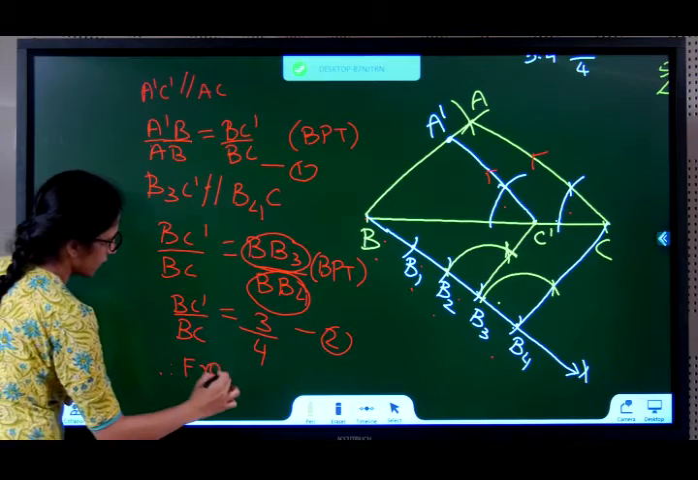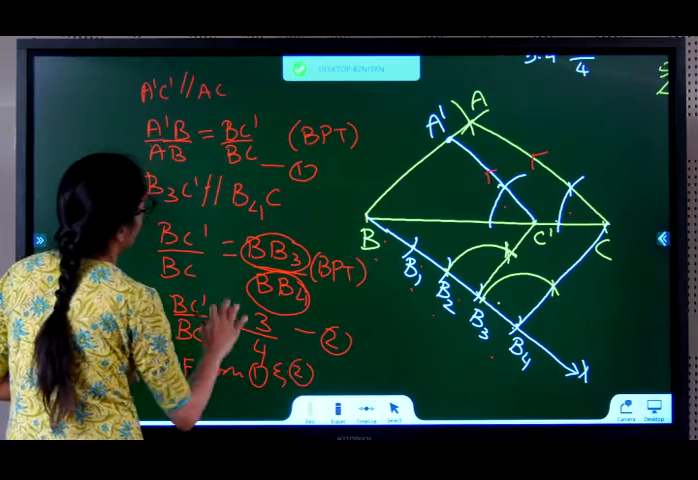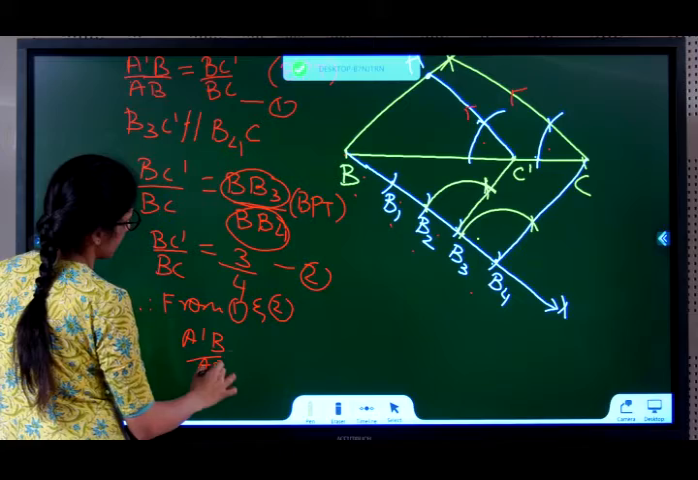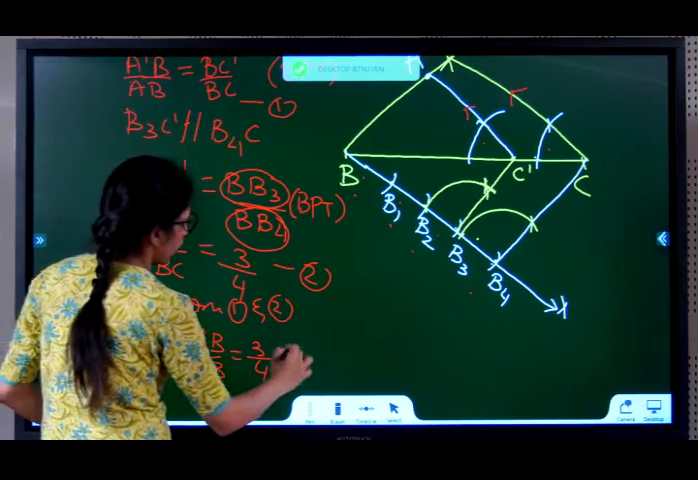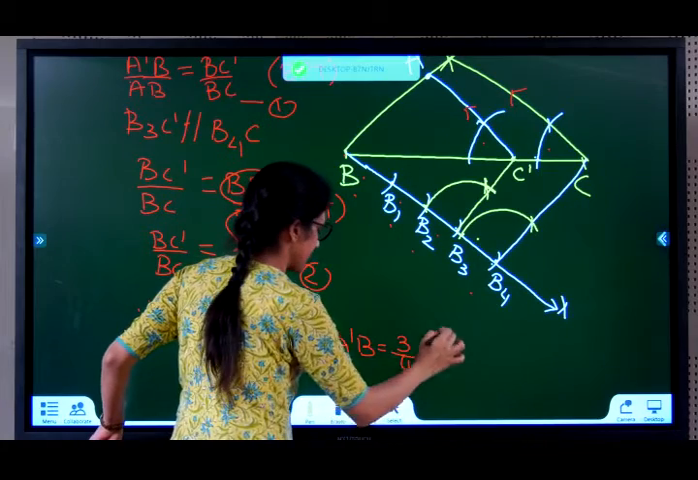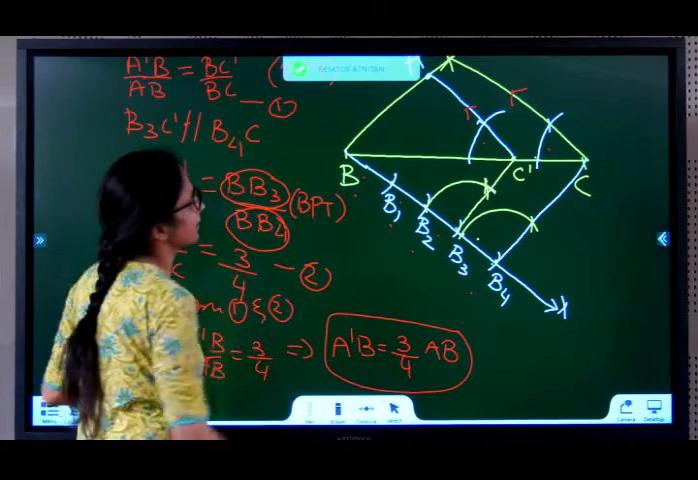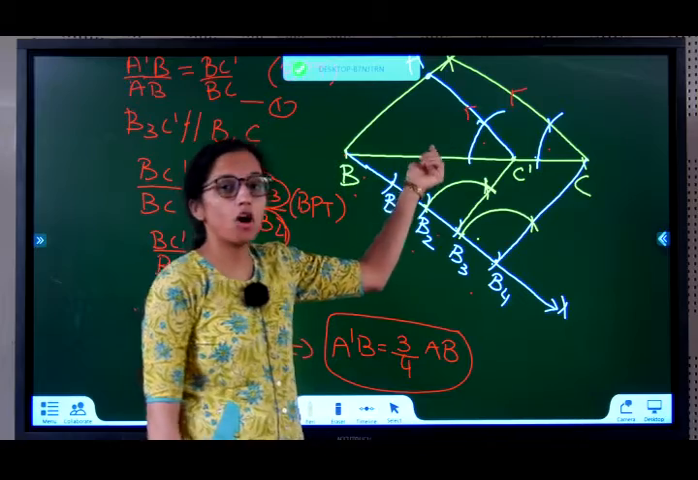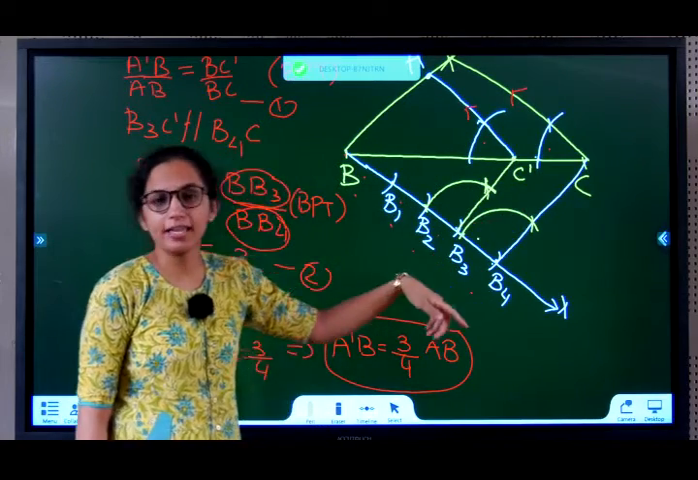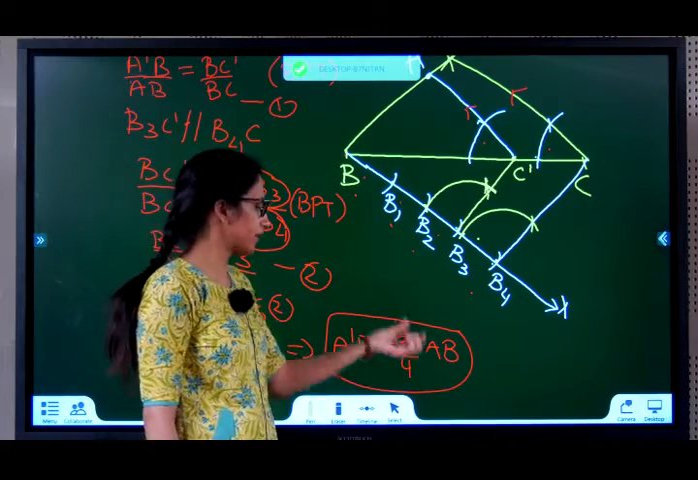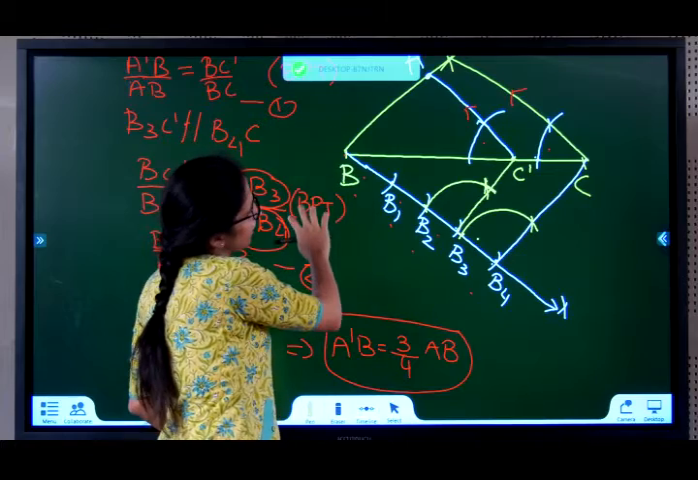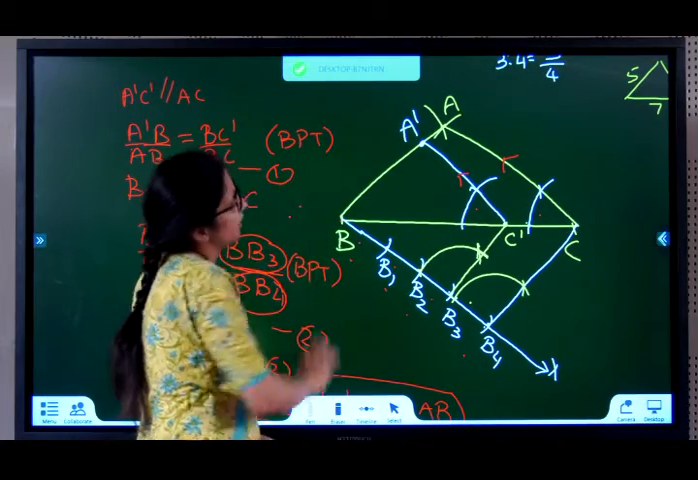Therefore, from 1 and 2, what can I say? A dash B by AB is equal to 3 by 4, or A dash B is equal to 3 by 4 into AB. Similarly, the other sides of the new triangle formed are also 3 by 4 times the corresponding sides of triangle ABC. Understood? See, we proved it for one side, we can prove like that for every side. So, this is our proof. We have got 3 by 4 times the old triangle.